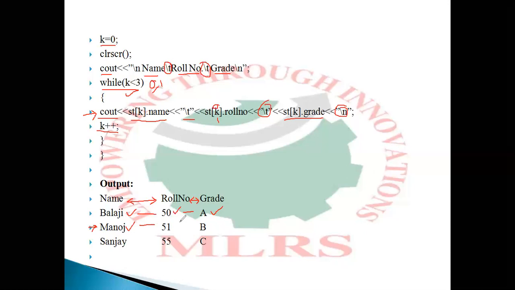So roll number is 51. Again tab space as it is. Then st of k dot grade. Then the second student grade is going to display. Then \n. Again it comes to the next one, that is nothing but the next line.